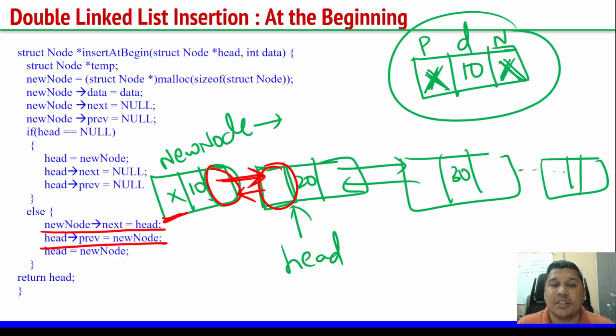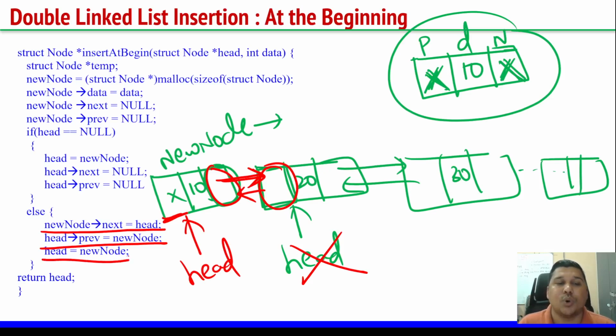Now the third step is that your head should always be pointing to the beginning of the list. So we have to make this our head, and this should be removed. For that we write head equal to new node. So we make the new node the head. That's it. We are able to insert an element at the beginning of the list.